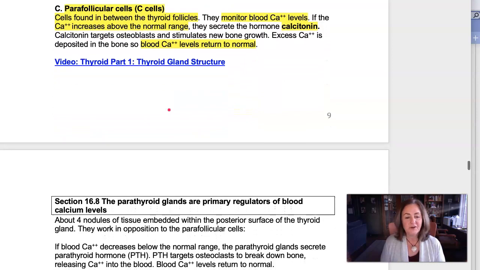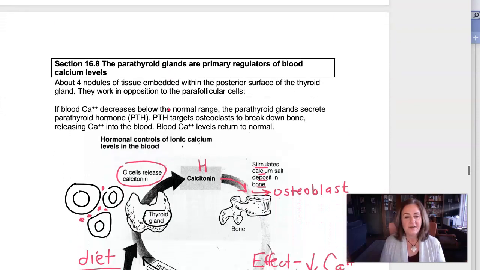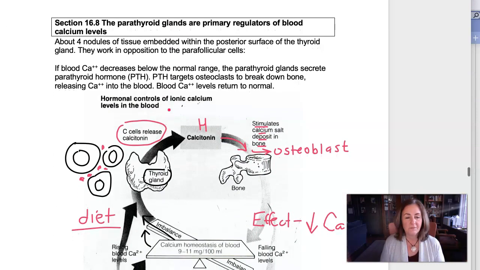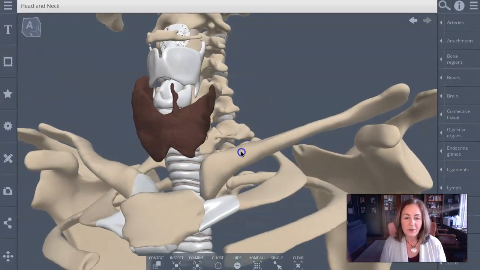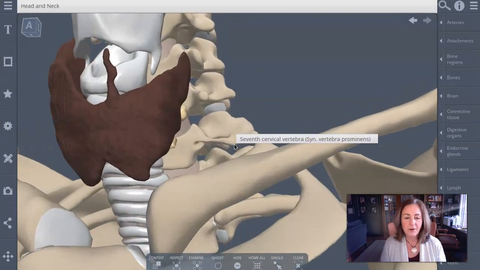Now, in opposition to that, there is the parathyroid gland or parathyroid glands. We have about 4 of those. They're nodules that are located on the posterior surface of the thyroid gland. So they're not completely obvious at first. And I pulled up the 3D model just so I could show you this. So there's the thyroid gland. We looked at that already.